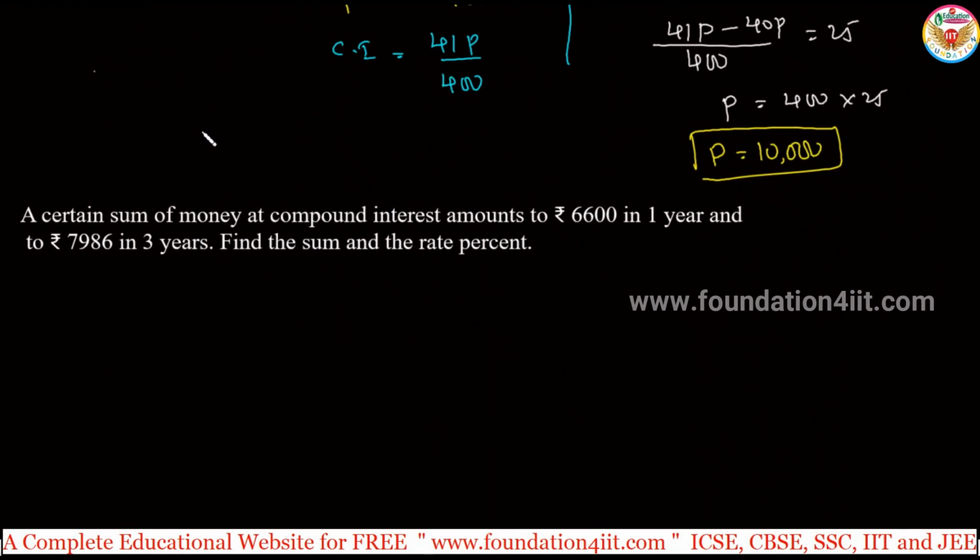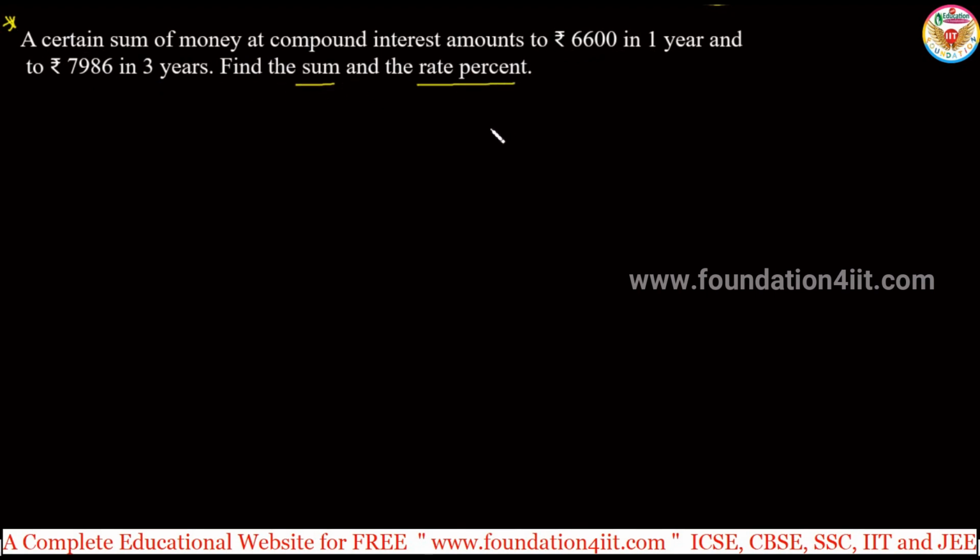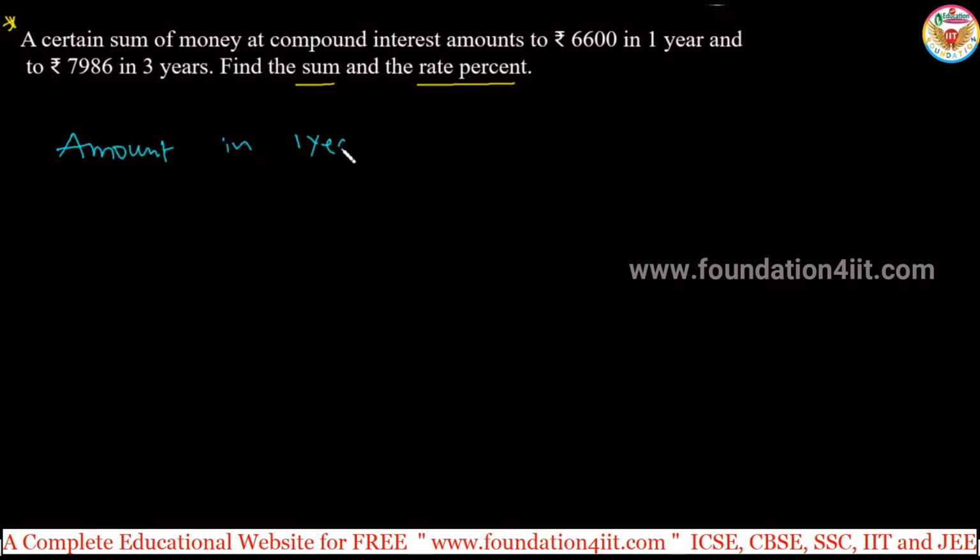Here is a question. Observe here: a certain sum of money at compound interest amounts to 6,600 in 1 year and to 7,986 in 3 years. Find the sum and rate percent. P value and R value you have to calculate. Okay, first let us take the given data. Amount in 1 year is given as 6,600.